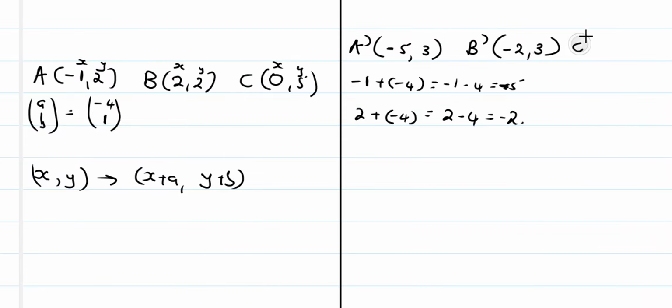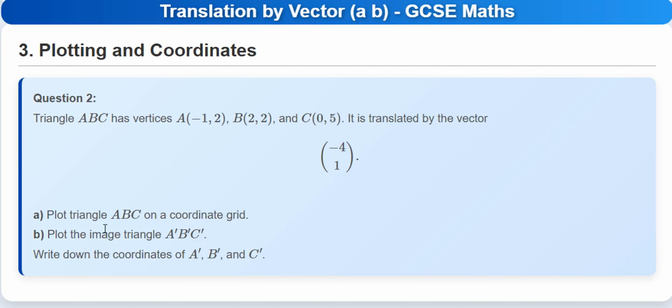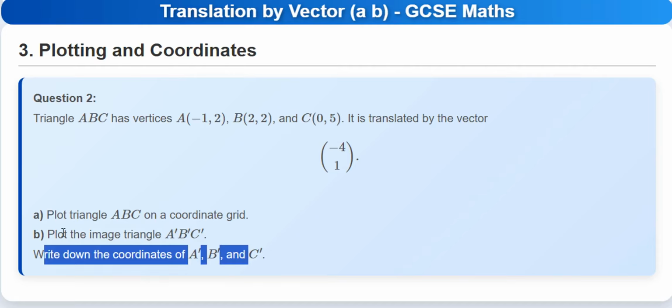Then we go to C, where we do have 0, then plus our -4, which is now 0 minus 4, which is -4. So this becomes -4, and then we have y as 5, and we know our b is 1, so 5 plus 1, which is 6. And we have our new coordinates of the translated triangle here. So we have answered this question here, and also this one.